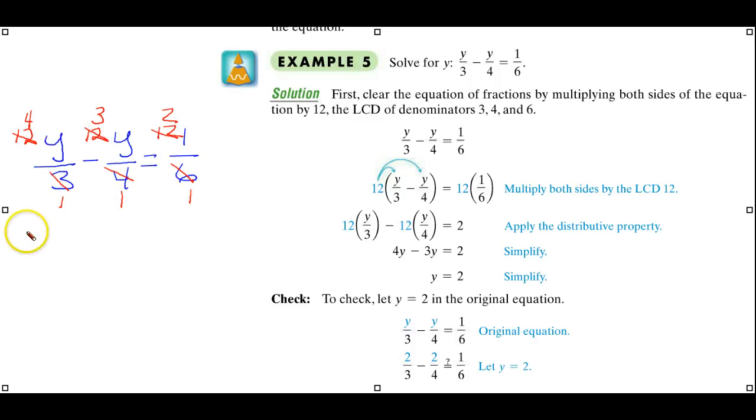So I multiply through, I get 4y minus 3y equals 2. Now I combine like terms, I get just y equals 2. So this could have been quite difficult, trying to deal with all these fractions, but by multiplying each term by the lowest common denominator, I made it so much easier.